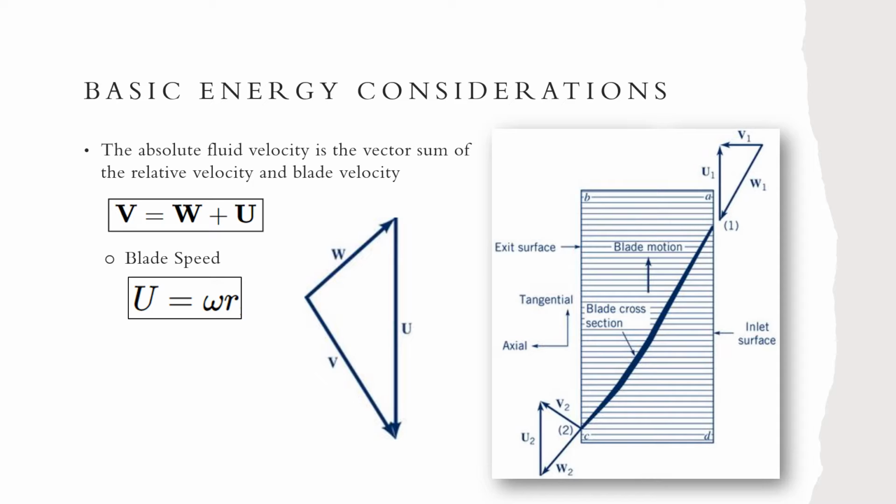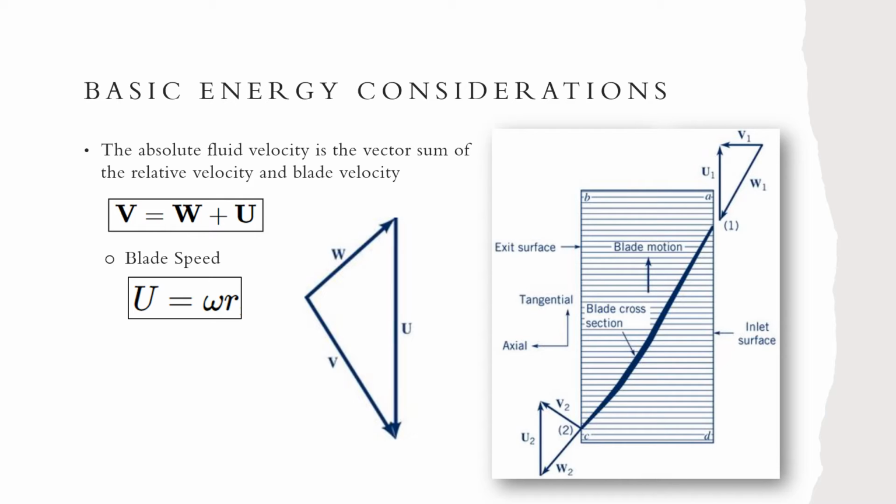Initially, the fluid had no component of absolute velocity in the tangential direction. When the fluid leaves the blade, this tangential component of absolute velocity is non-zero. For this to occur, the blade must push on the fluid in the tangential direction. That is, the blade exerts a tangential force on the fluid in the direction of motion of the blade.